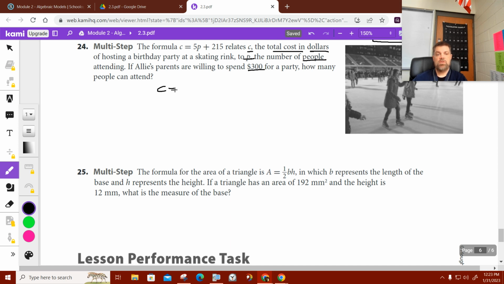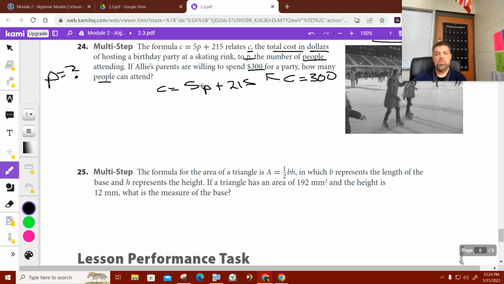So you start with the equation. Remember, this whole section is about solving equations for a variable, right? So I want to know how many people. In other words, I want to know what would P equal. All right? And they said the amount of money that they could spend would be 300. So C then has to equal 300.